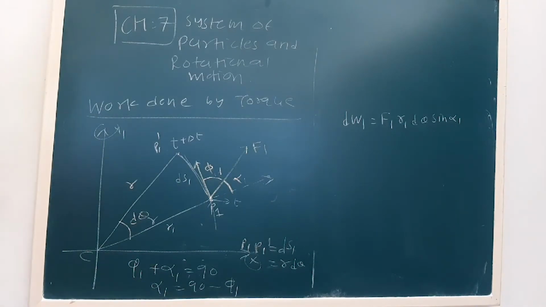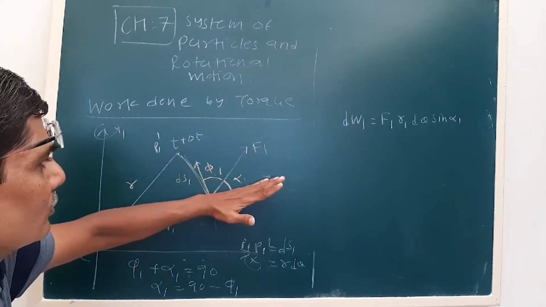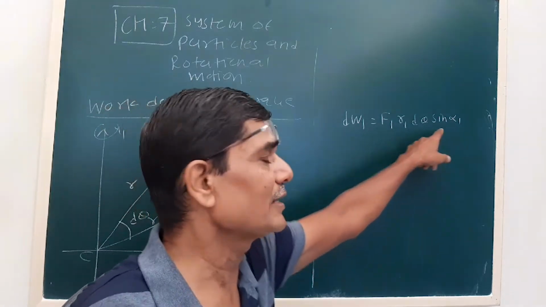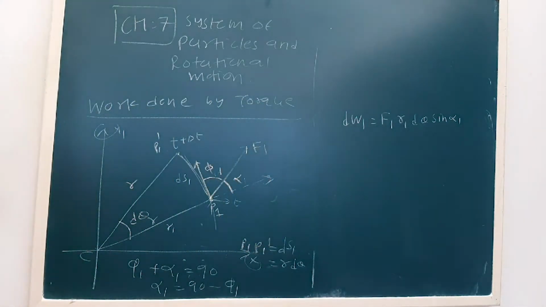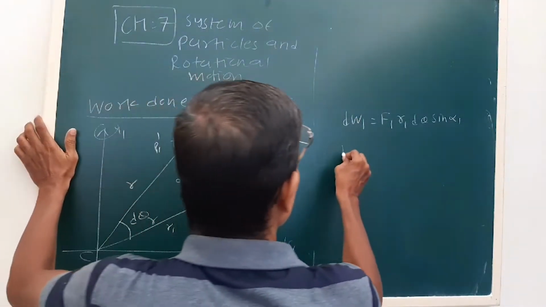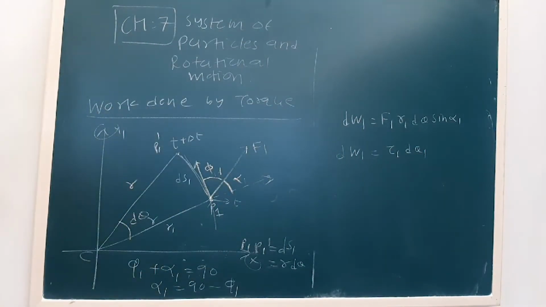Now this is the work done on one such particle. The cos alpha 1 component of the force will be in the direction of the position vector, so the work done due to it will be 0. This F r sin alpha is nothing but torque, because torque is equal to r cross F, that is r F sin alpha. So this work done dW1 will be T1 into d theta 1.